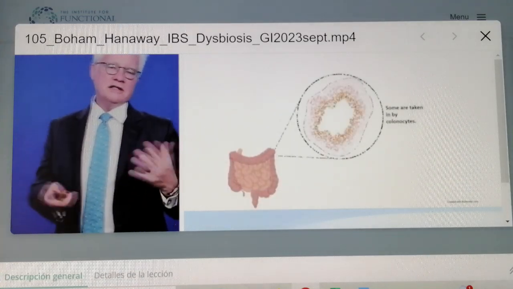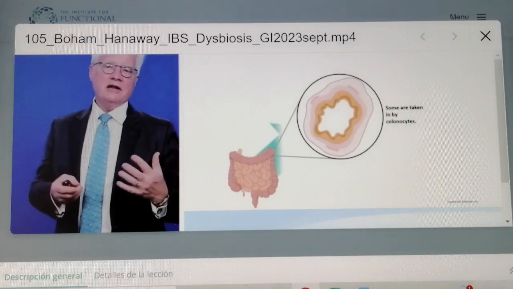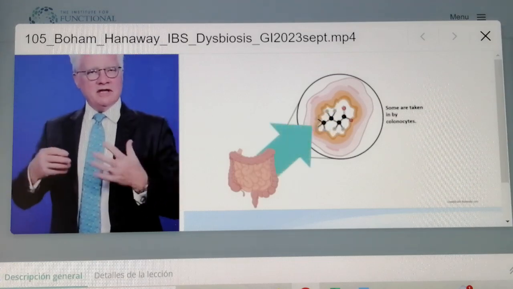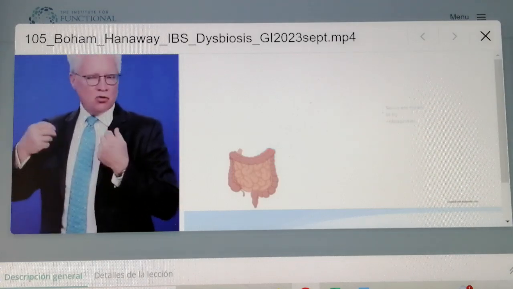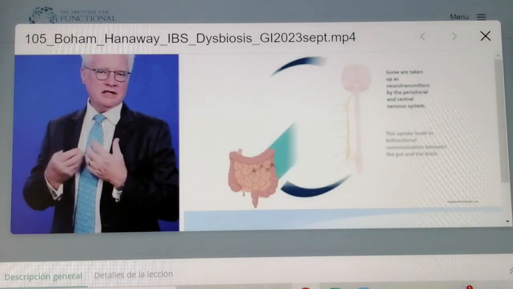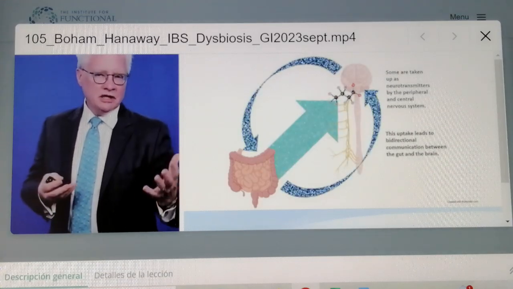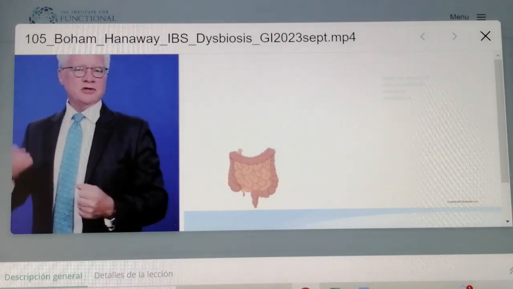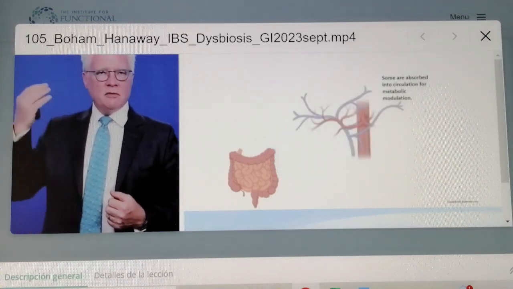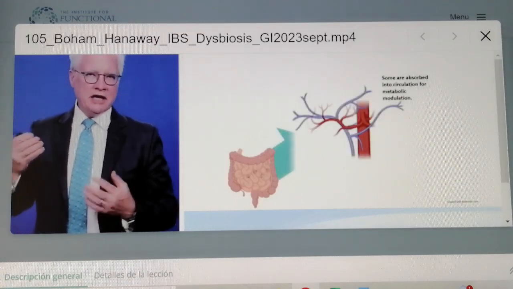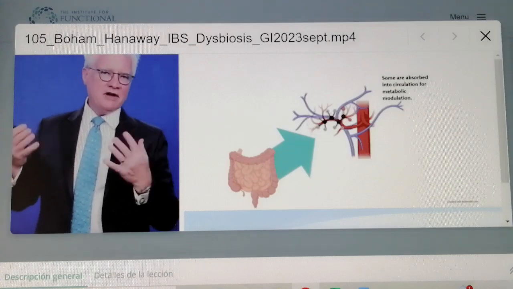So what we find is that when we look at the gut, some of these molecules are absorbed by the colonocytes to help them to function well, like butyrate. Some of them are neurotransmitters that may go up to the brain. Some of them are cytokines that are formed that have an effect on immune modulation.